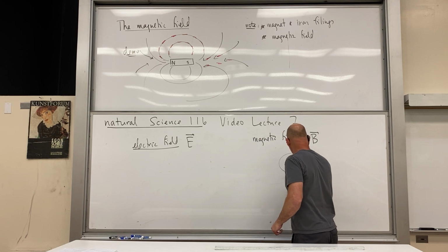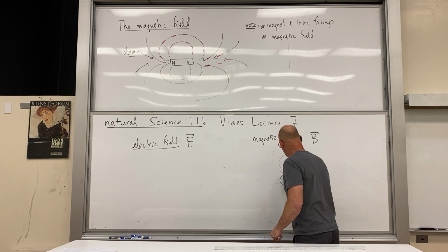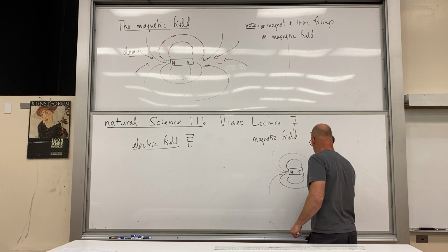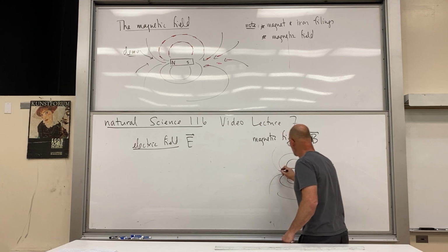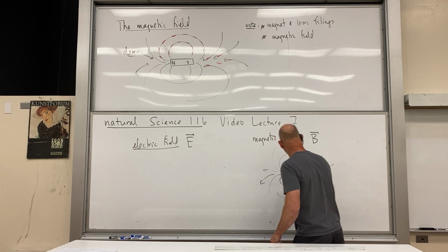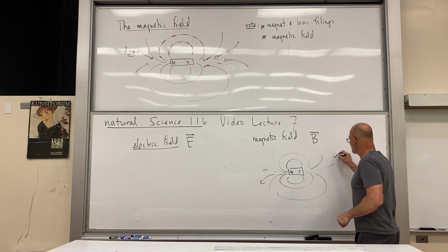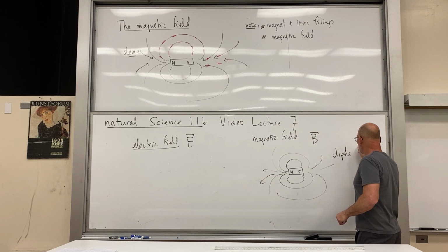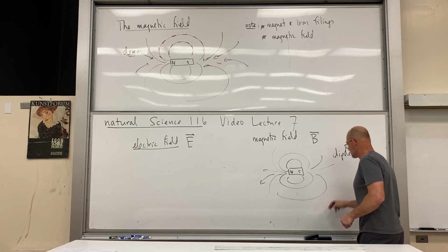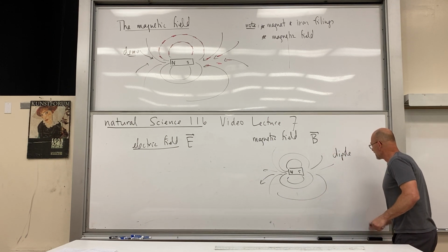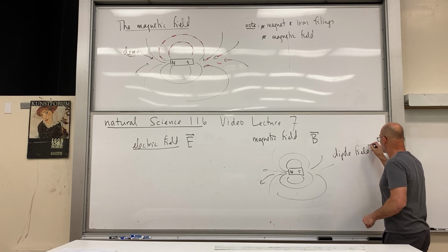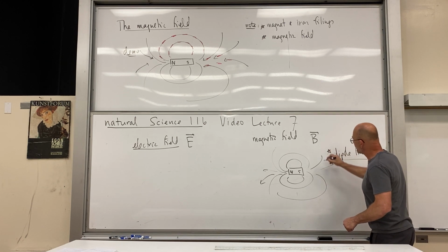So over here I'm just reproducing what I had there. North, south, I've got what's called the dipole field. So this is called the dipole field. In fact, go ahead and look up dipole field as well. D-I-P-O-L-E field. Go ahead and look this up.